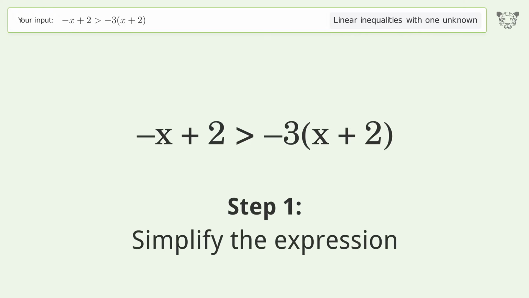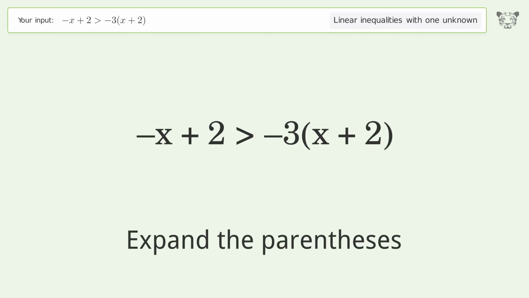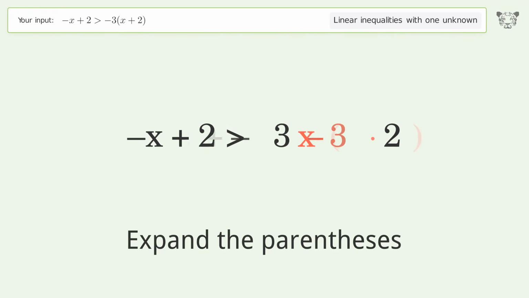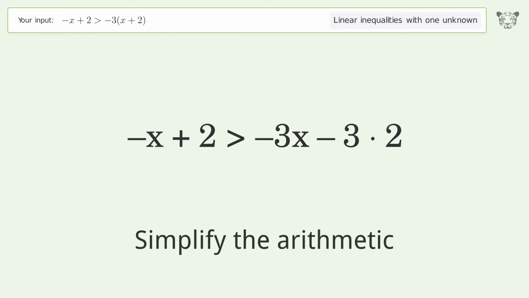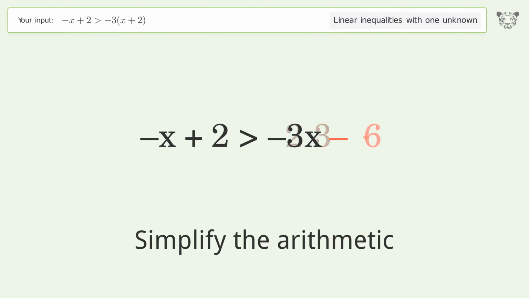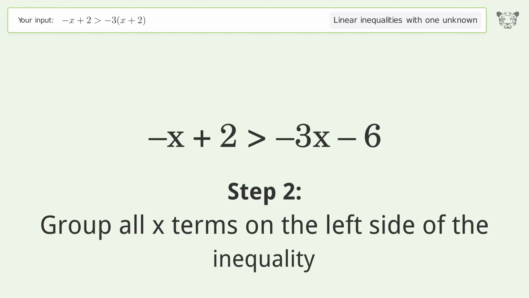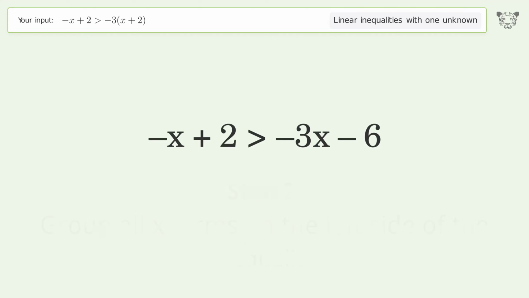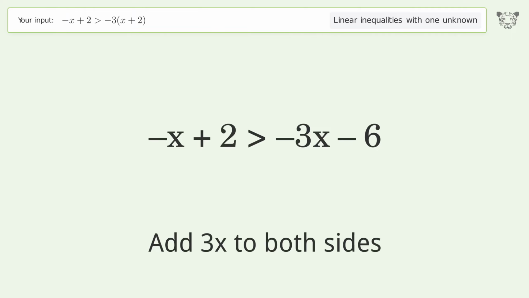Simplify the expression. Expand the parentheses. Simplify the arithmetic. Group all x terms on the left side of the inequality. Add 3x to both sides.